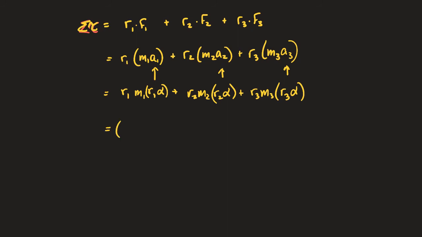So if I collect all the alphas, inside I get M1R1 squared plus M2R2 squared plus M3R3 squared. And that has to equal the net torque.